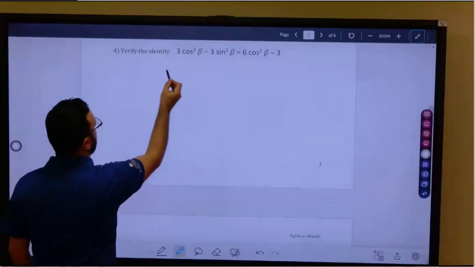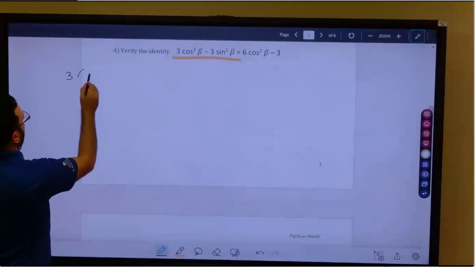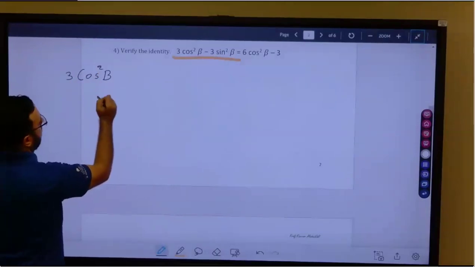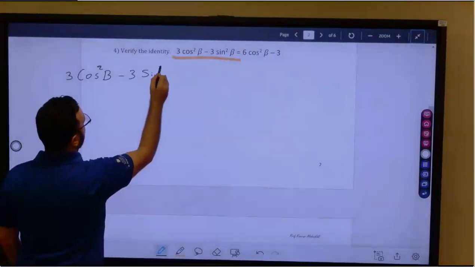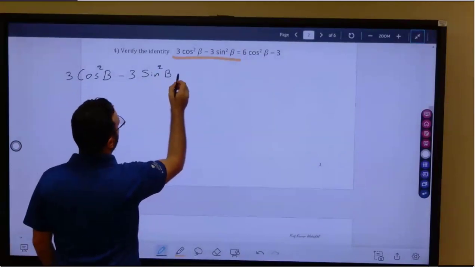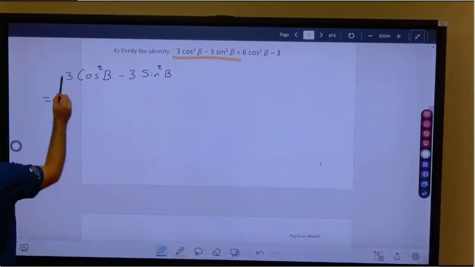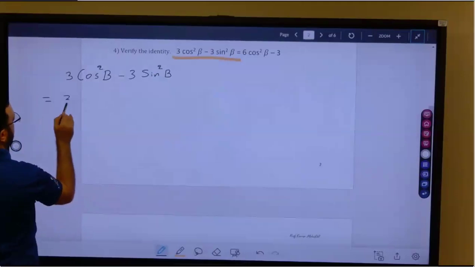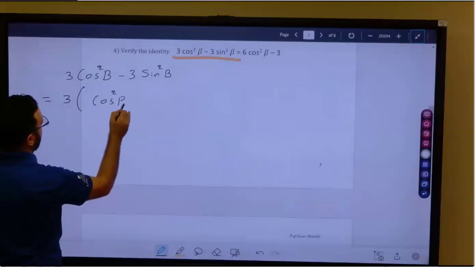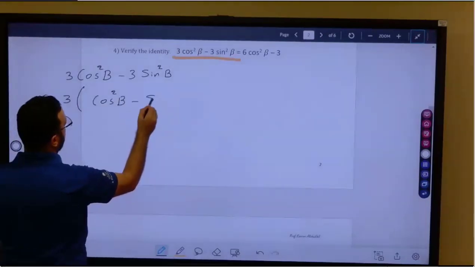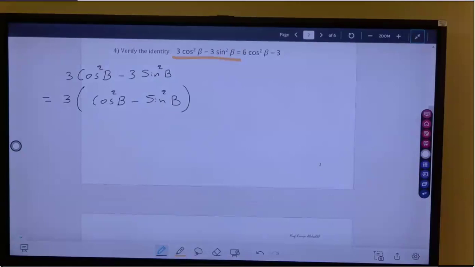We can start from this side, which is 3 cosine square beta minus 3 sine square beta. Okay, we're going to start from this side. This one is going to be equal. I say, okay, there's a common factor between these two terms, so I'm going to factor out the 3. And what's left is going to be cosine square beta minus sine square beta. Now, let's think about that.